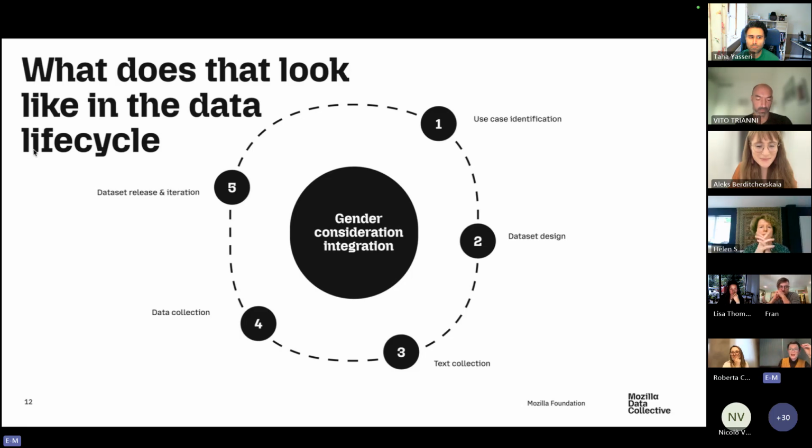So actually calling that out right from the beginning: what do you want? How is it different? How is it the same? At the dataset design phase, even trying to understand how particular ways of speaking might be different in different contexts. How is your register different when you're speaking with your female friends? How is it different when you're speaking with your mother-in-law? Is it different?